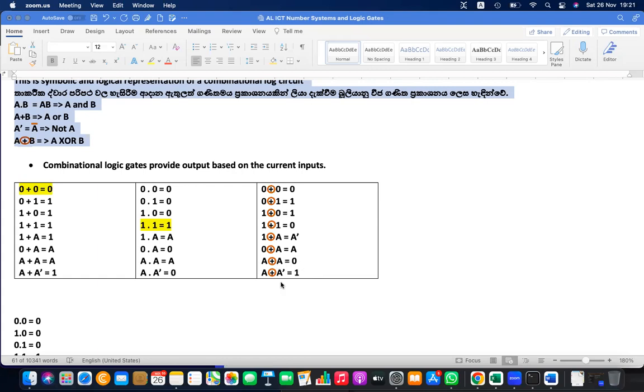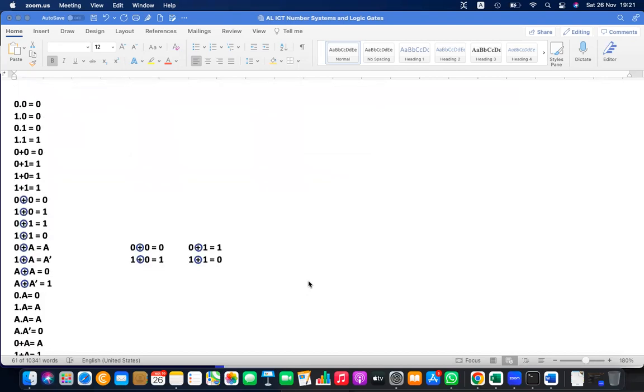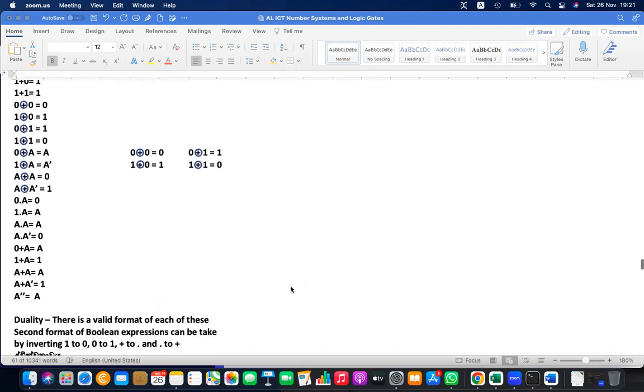Then the last one is A XOR A'. If 1 here and 0 here, then it's 1. If 0 here, 1 here, then it's also 1. So that is for the XOR gate. Okay, I think we have done. And another one, A NOT. That is A. If A is NOT of NOT, that is A.